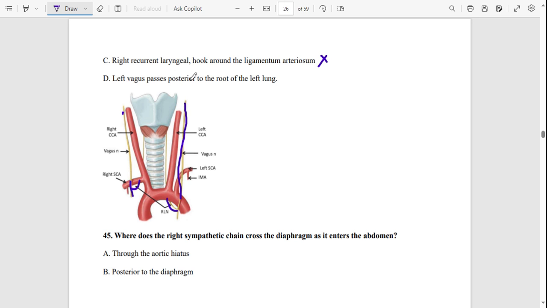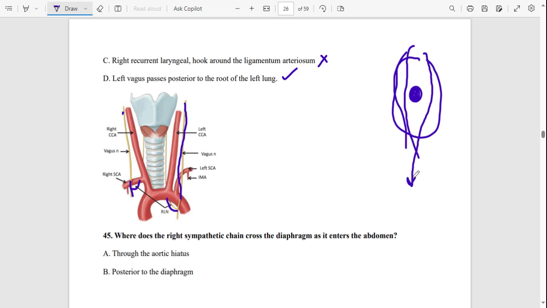Left vagus passes posterior to the root of the lungs. This is the correct one. So when you have got the lungs, here you have got the hilum of the lungs. The vagus will actually pass posterior, and other structures pass posterior. What passes anterior to the root is just the phrenic nerve.